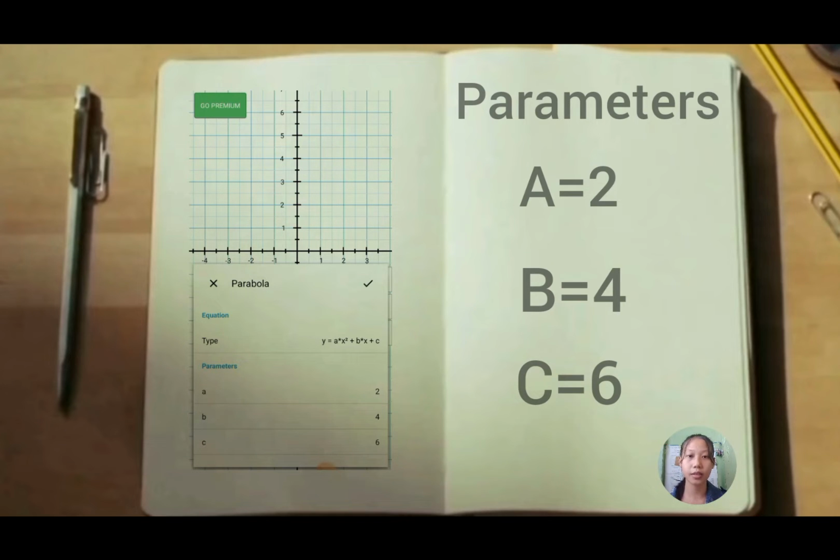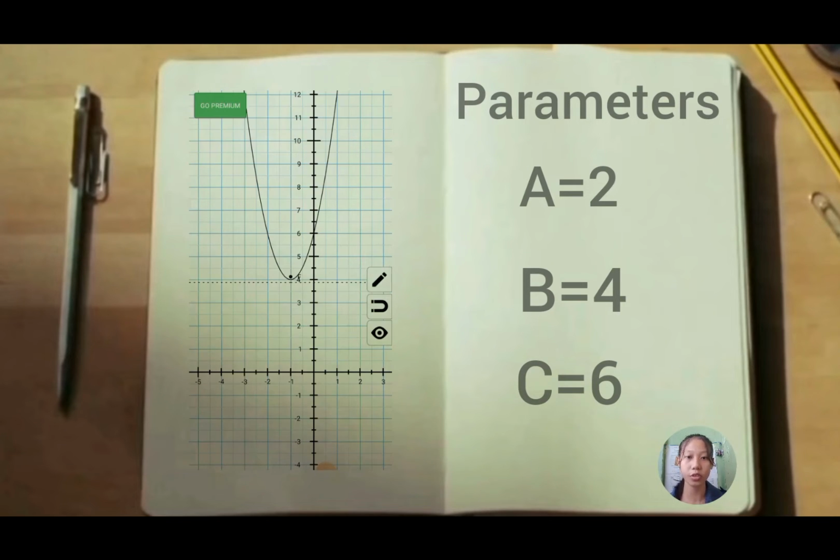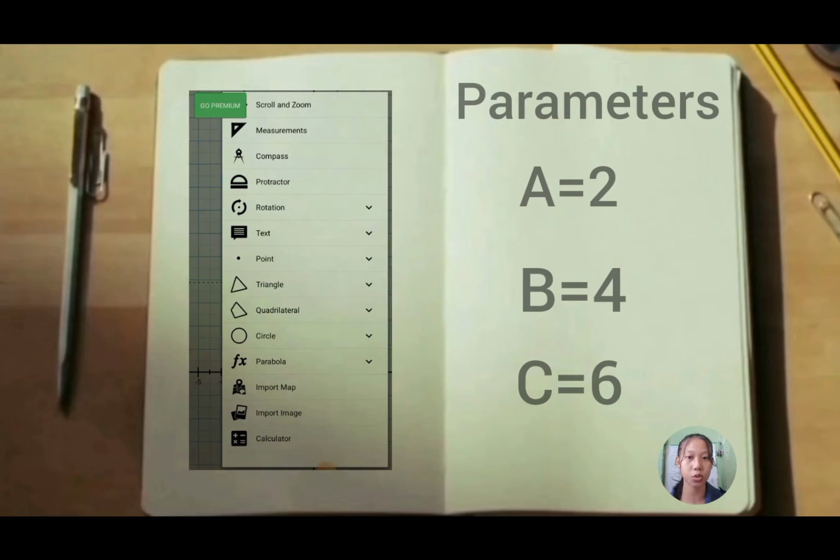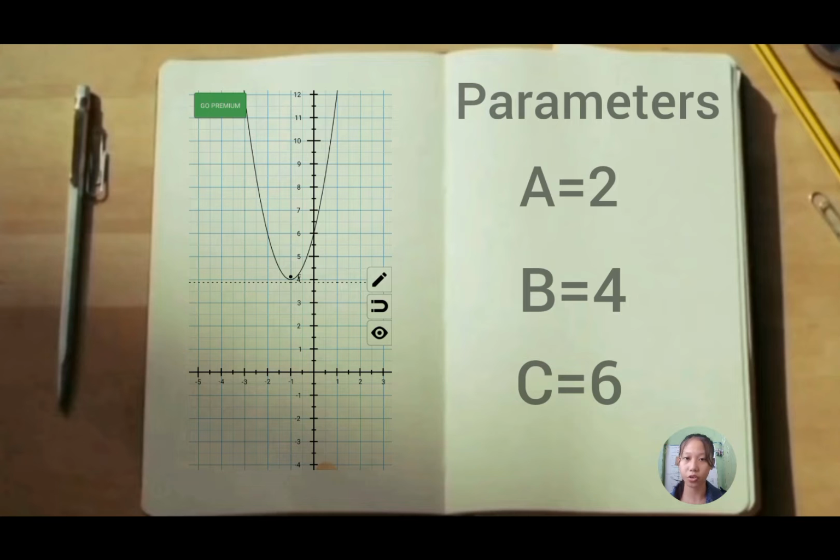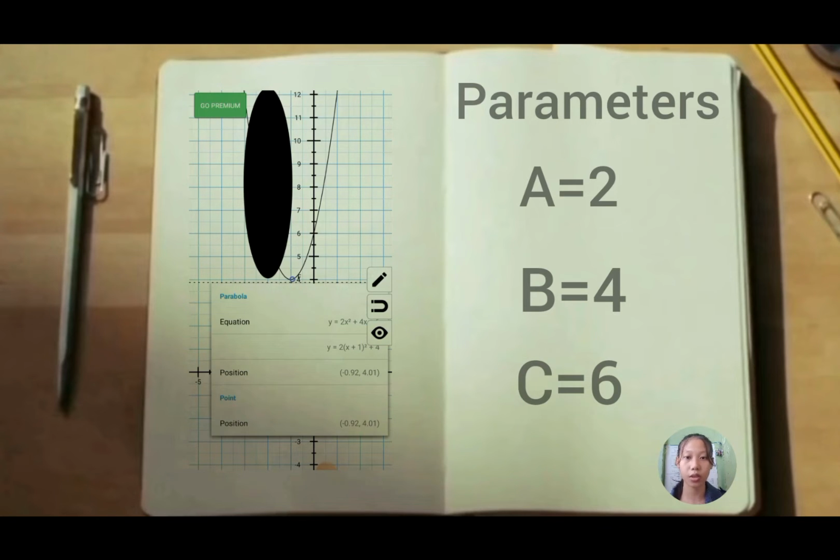Let's just click the measurements tool and again tap the parabola, and there we will get the measurements. We have the equation and the factor of the equation, and the position of the parabola or the point.